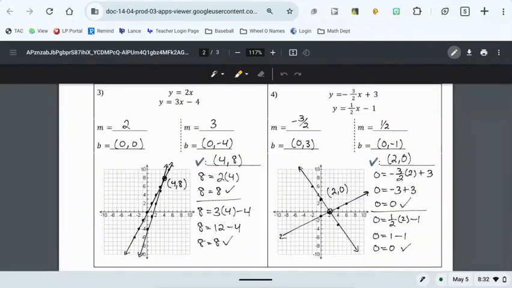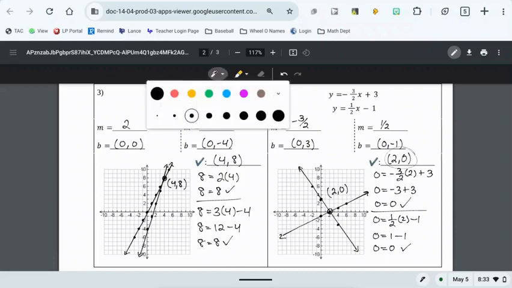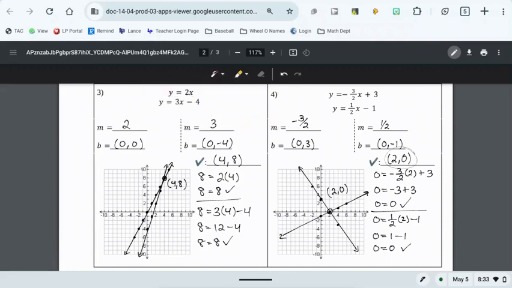If we take a look at number 4, these two equations are already solved for y and in slope-intercept form, so we can go ahead and identify the slope and y-intercepts and graph. When you do this, you will see that the lines intersect at (2, 0). And when you check my answer, it confirms that (2, 0) works for both equations in the system. Therefore, it's the solution.